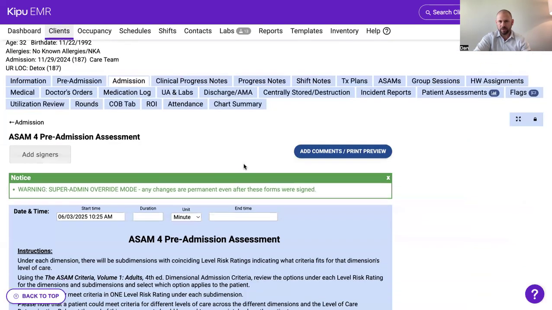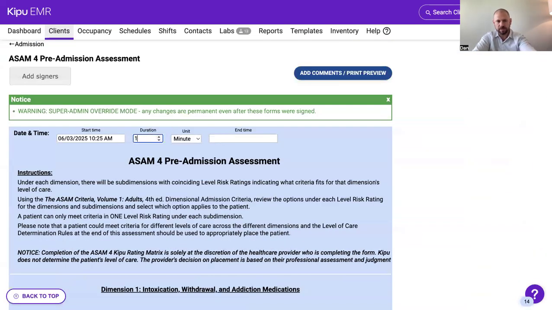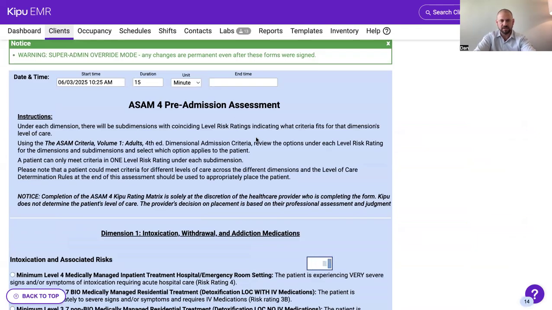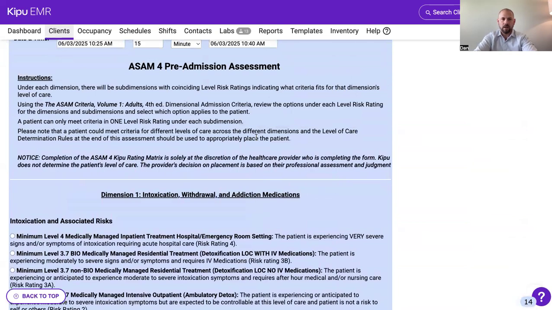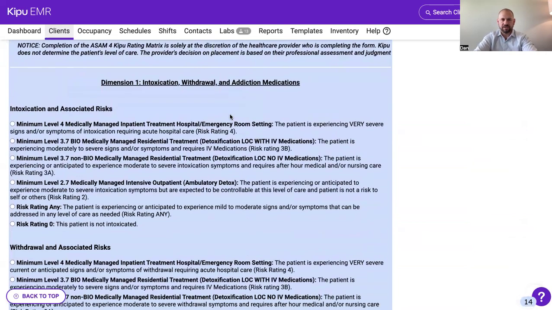Imagining I am doing a new one. So here we go. New clients coming in. Let's say it's going to take me 15 minutes to do this pre-screen as I determine what level of care they're going to be at. Okay. Bunch of fancy stuff here. We're going to keep going.